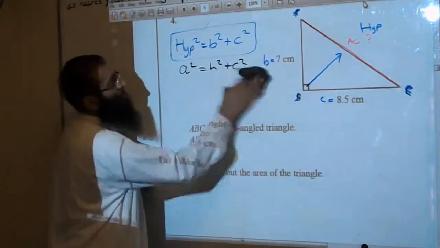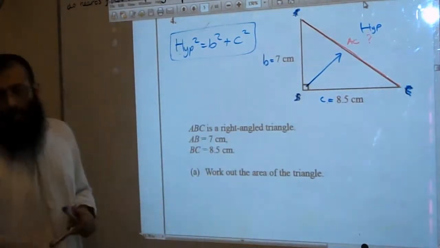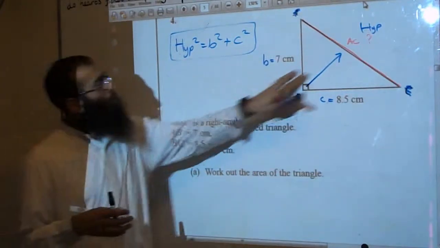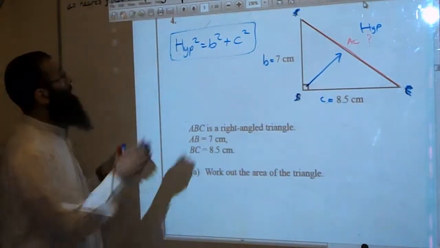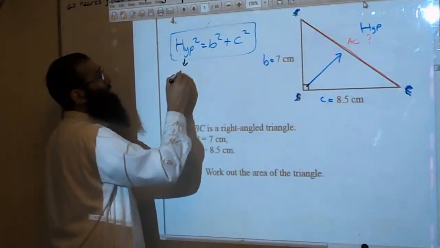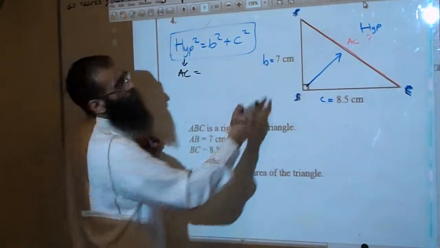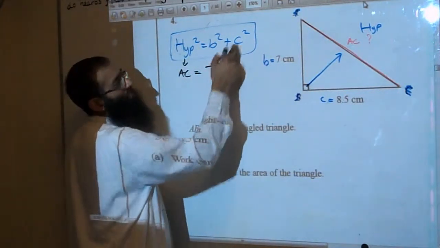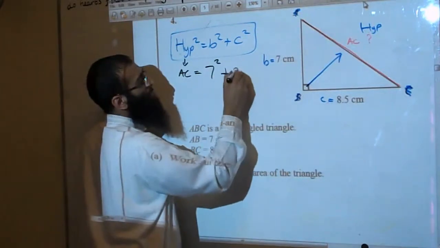These are all the same. Whatever is over here squared, that's always the hypotenuse. That's the best way to remember it. Hypotenuse squared. What is the hypotenuse? Hypotenuse is equal to AC. And the B value is equal to? 7. So 7 squared plus C squared. What's C equal to? 8.5.